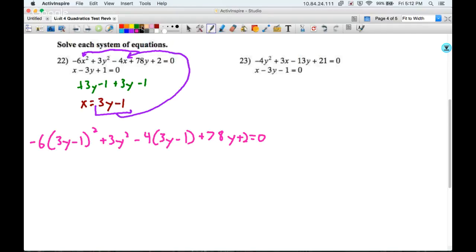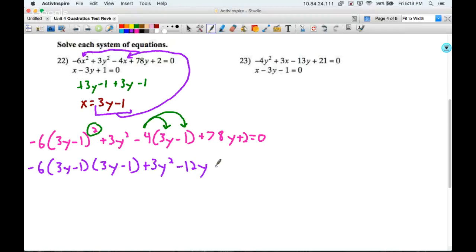All right, a lot of steps to simplifying this. One step is I'm going to need to distribute that negative 4, and I want to expand this here. So I'm going to do both of those in the next step, giving me a negative 6, (3y minus 1) times (3y minus 1). That's what squared means. It means take whatever the argument is and multiply it by itself. Plus 3y squared minus 12y plus 4 plus 78y plus 2 equals 0.